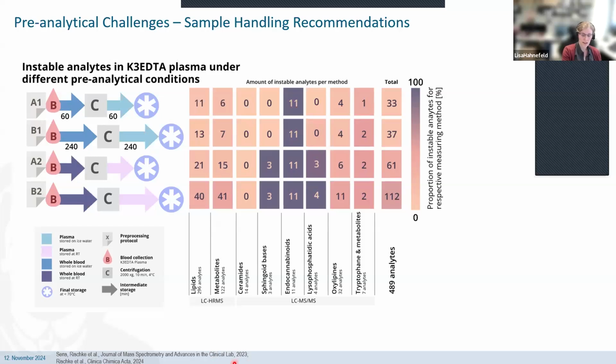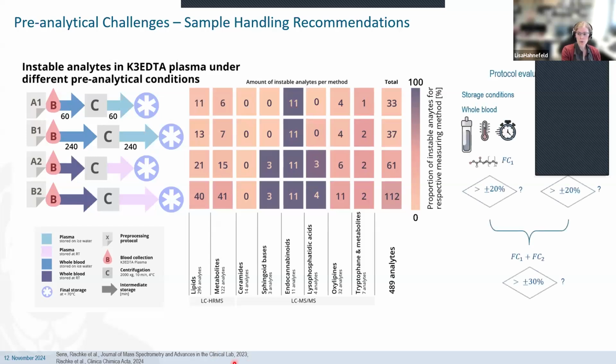So to assess the stability, we used a really simple fold change approach based on a 20% cutoff, which is also mostly considered a suitable RSD or CV for the QC samples in lipidomics. So for whole blood and plasma each, it should be less than 20%, and in combination, it should be less than 30%. So for prospective sampling, you might be able to fit one of these protocols.